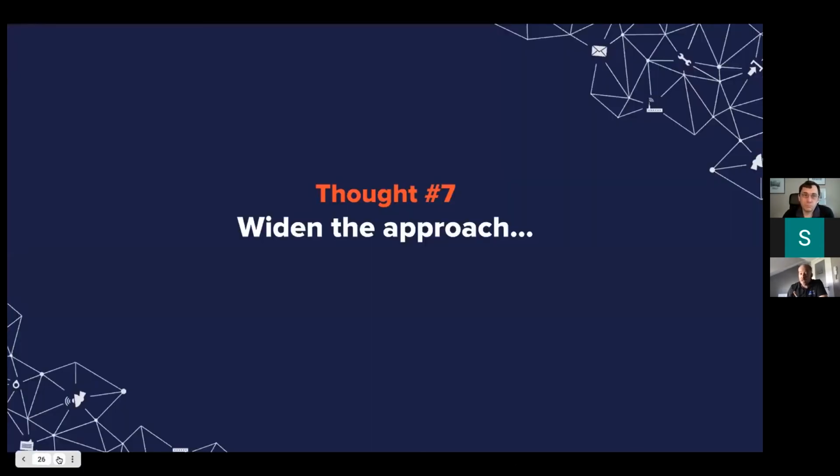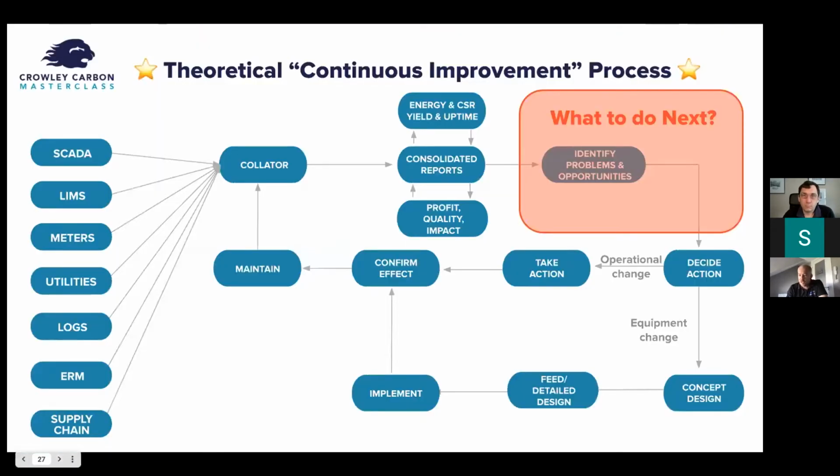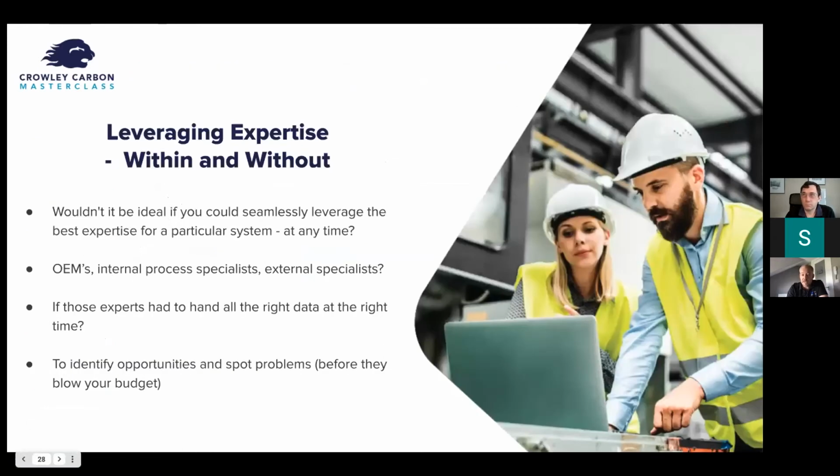So that's all well and good, but no man is an island. Energy is not an island. So widening the approach is really what to do next. Individuals can start to do analysis, but it's really good if you can bring other expertise within the site, within the group, or from outside in to help with that analysis, identify the problems and the opportunities. Where can we get better? Where can we improve? And bringing in that expertise, within and without.